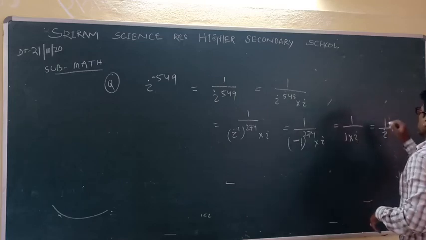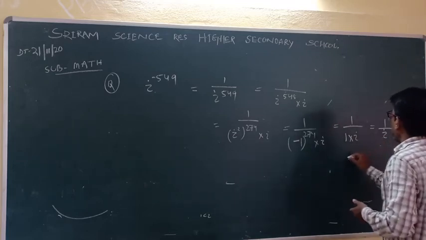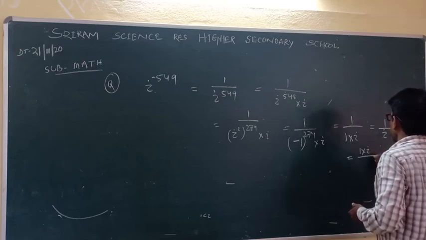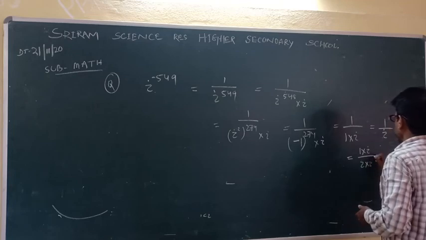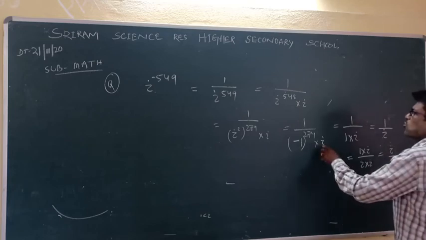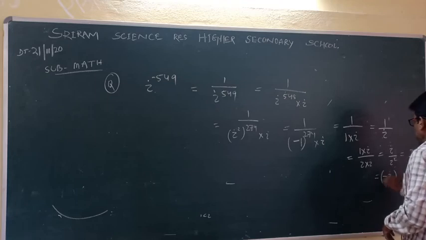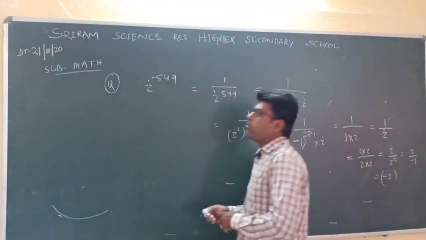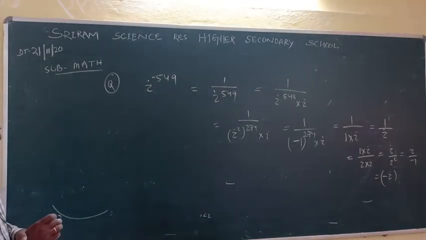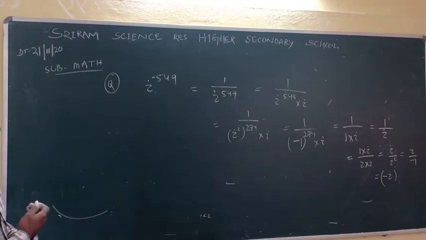Now 1 by i is not in a plus ib form, so multiply i in the numerator and also in the denominator. So 1 into i over i into i becomes i divided by i squared, where you know the value of i squared is equal to minus 1. That is i by minus 1, which becomes minus i. That is the answer: i to the power minus 549 is equal to minus i. So that is the trick you can adopt in this process to reach your goal.